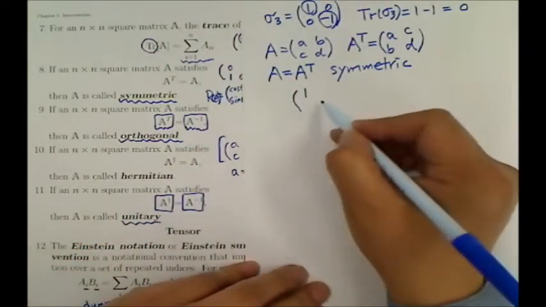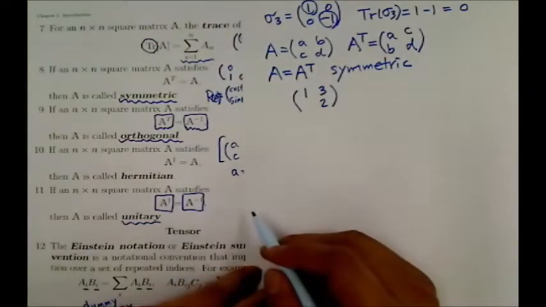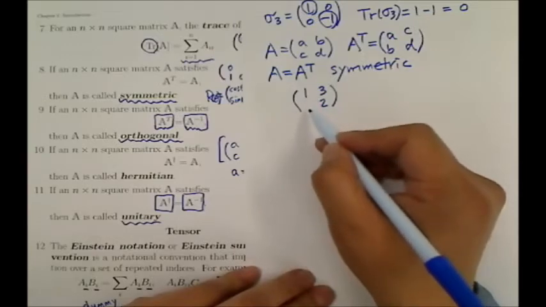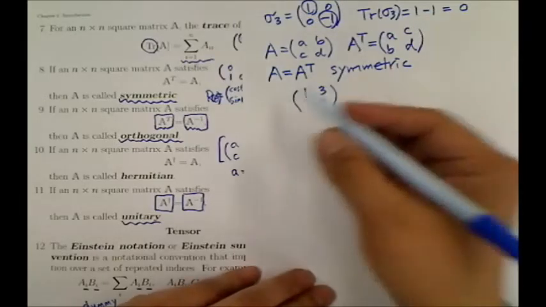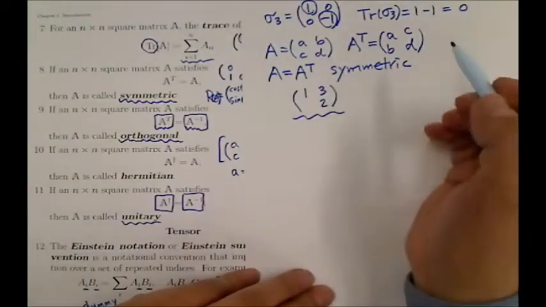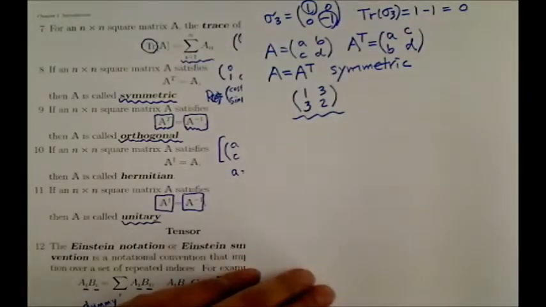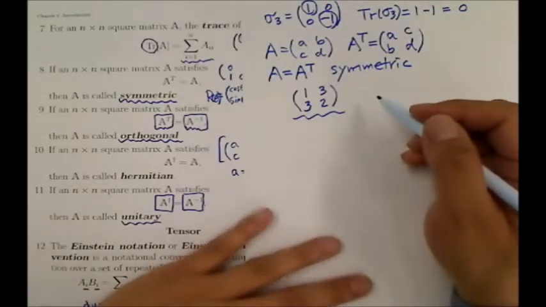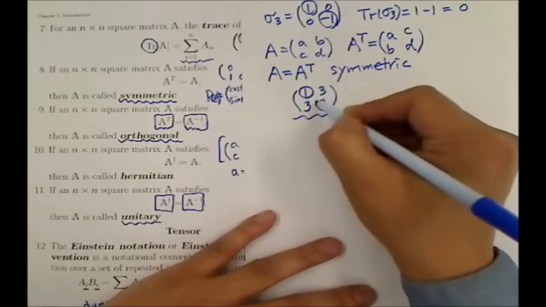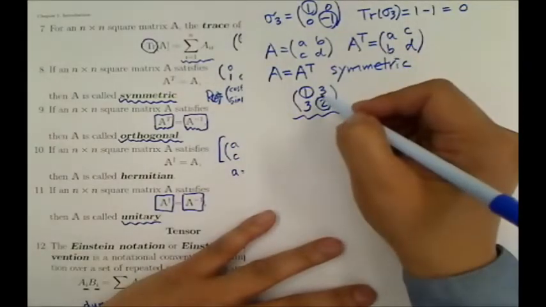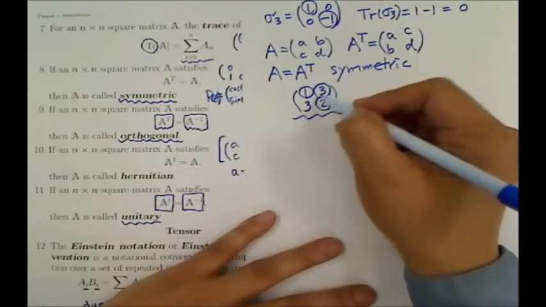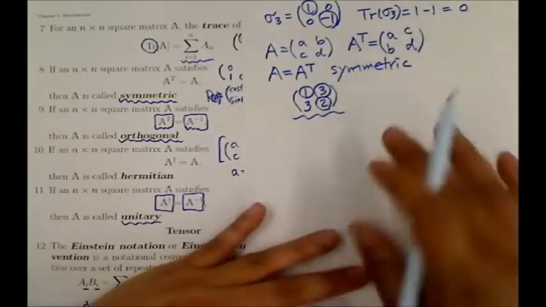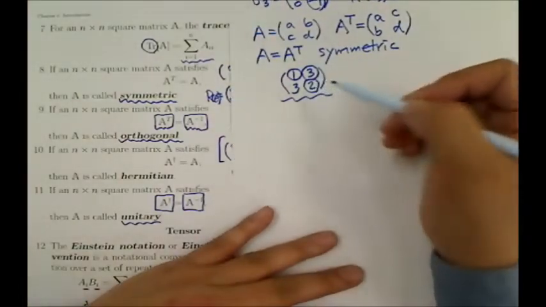For example, 1, 2, 3. What is the element of this? This element should be, if this is a symmetric matrix, 3. Okay? So, a symmetric matrix has 2 diagonal elements, they are free, and off-diagonal elements, they are correlated. And only in this 2 by 2 case, we have only 3 independent variables.